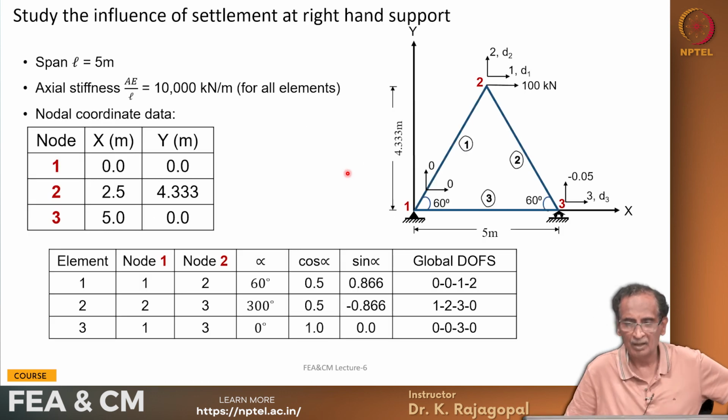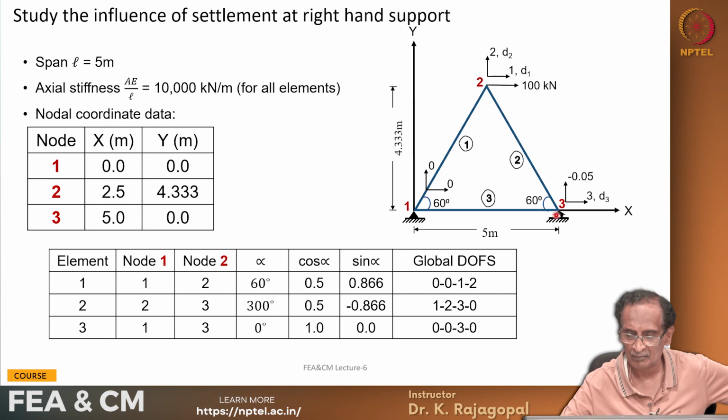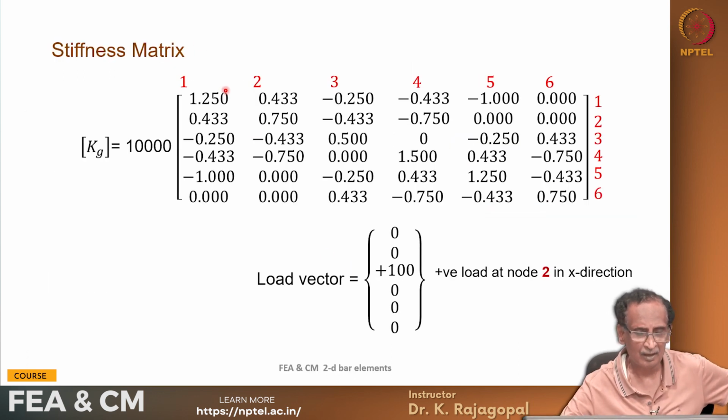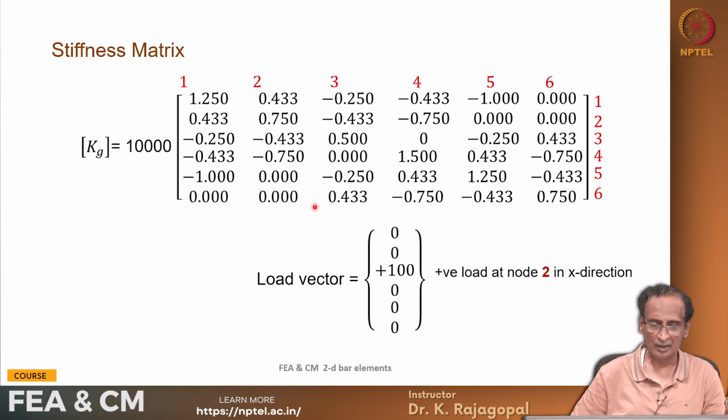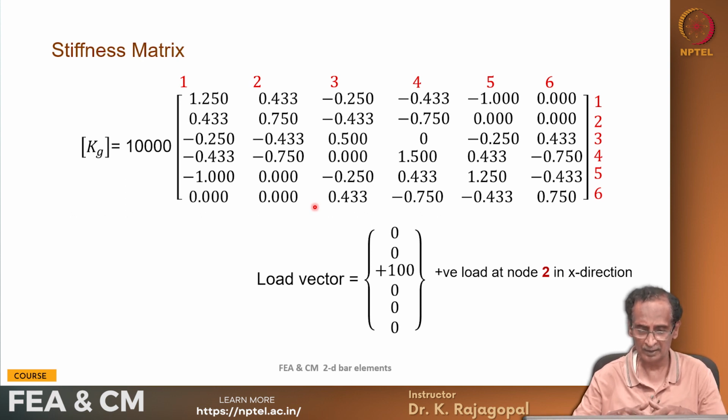And now let us consider the influence of settlement at the right hand support. See, the support at 3 is calculated to settle down by 50 millimeters. This deformation in the vertical direction is minus 0.05. It is the same data, and so this was the assembled stiffness matrix and then the load vector for that structure. We had done this by hand calculations, and this is what we have, a 6 by 6 matrix.